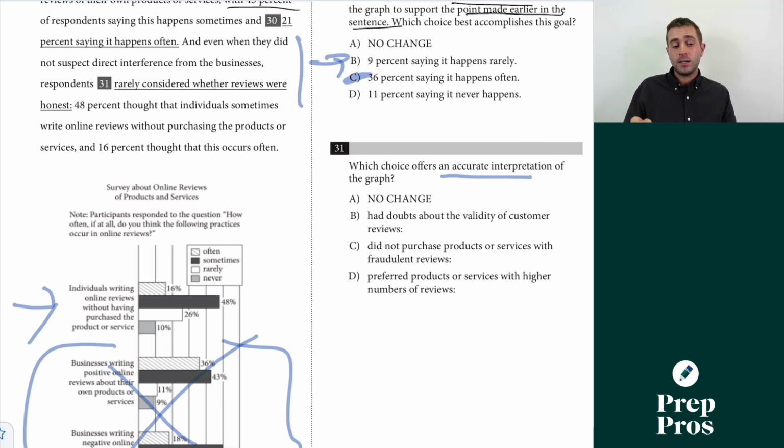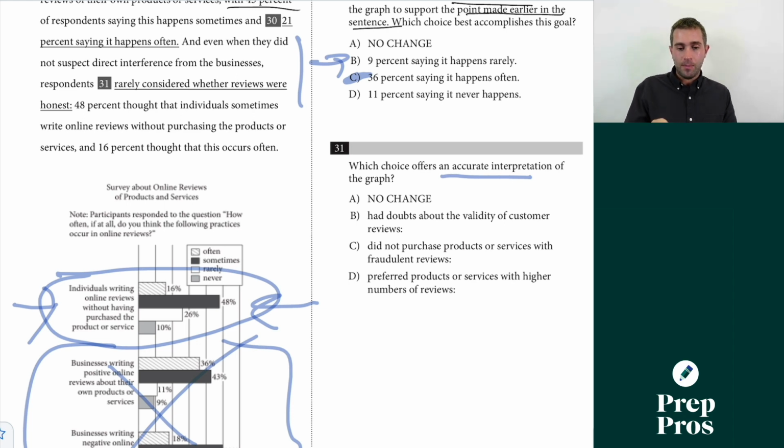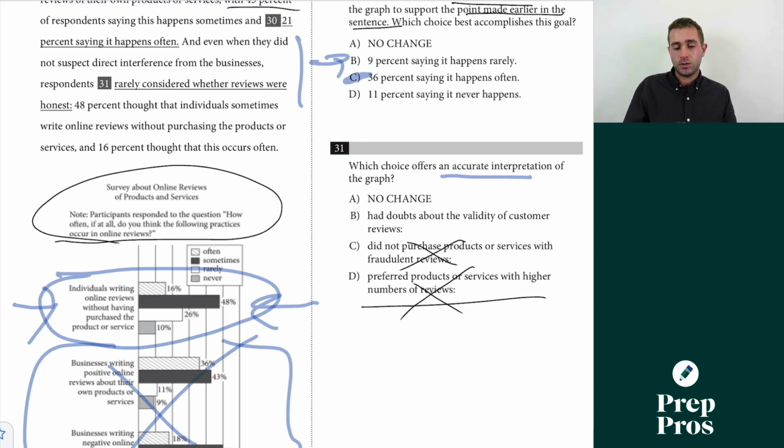And even when they did not suspect direct interference from the business, respondents rarely considered whether reviews were honest. Well, that's not what we're saying, because we also have this concern about individuals writing reviews without having purchased them. So that wouldn't be that they rarely considered that. Preferred products or services with higher number of reviews, not in there. Did not purchase products or services with fraudulent reviews. This is not about the purchasing behavior. It's just about how often people think certain things happen.